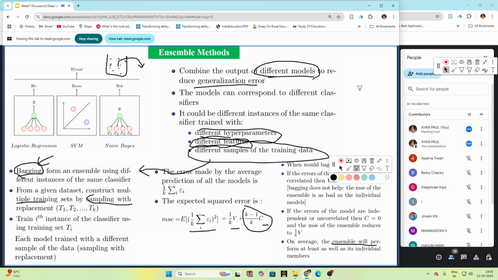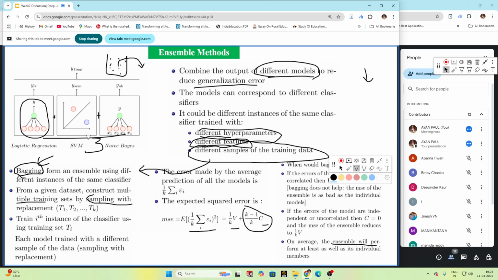Our idea is to reduce the test error, right? Whenever you use only one model and predict the test error, it will always be more. But when you take the average, like this divided by 3, our test error will always be less. So this is the rough idea of this ensemble method.